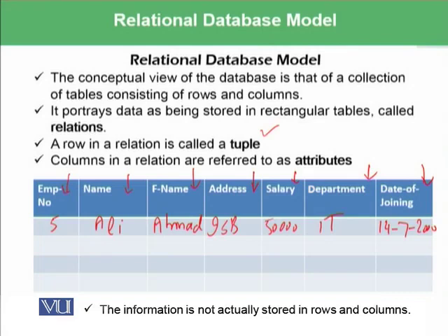If there is another row over here, with another employee's information, that would be a separate tuple. And each column will be called an attribute, and sometimes they are also called fields. So here we have 1, 2, 3, 4, 5, 6, 7 attributes, and we have stored one row at the moment in this relation. You also must remember that information is not actually stored in rows and columns. It is again stored in the memory as a linear data structure.